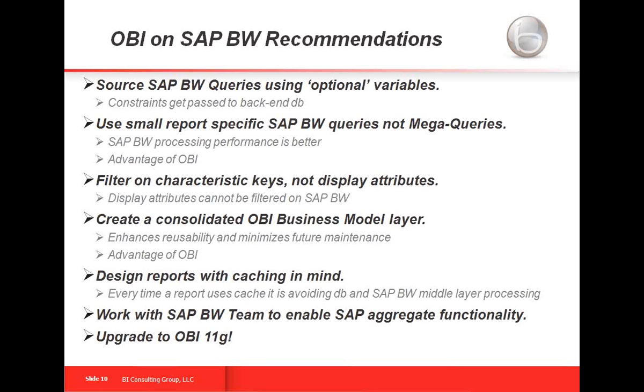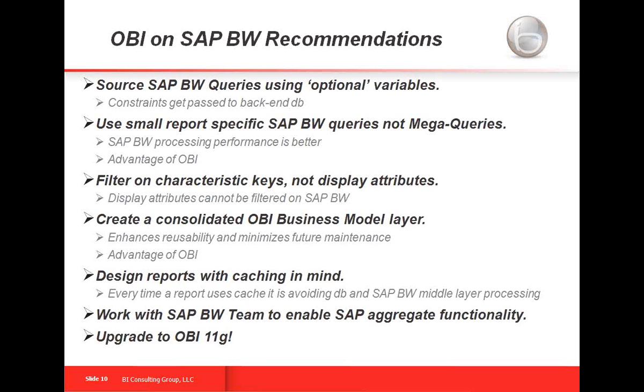Ideally, if you can go against info cubes, that's great, because info cubes are the most direct way to the fact table and the dimensions. However, for this one performance issue where the constraints are being passed back, it's a good legitimate reason to use a query with an optional variable. So just remember, create a query and add these optional variables, and when you pass them, those constraints will get passed all the way back to the database, as opposed to pulling the data into the SAP BW server every time and then sorting it there.